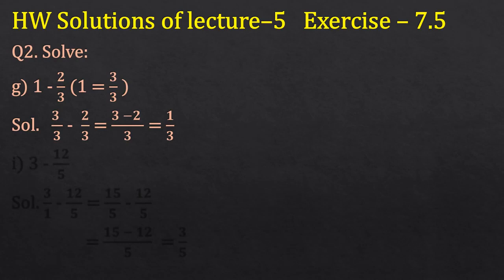3 upon 3 minus 2 upon 3. Write down the denominator once, 3. Subtract the numerators, 3 minus 2. You will get the answer 1 upon 3.